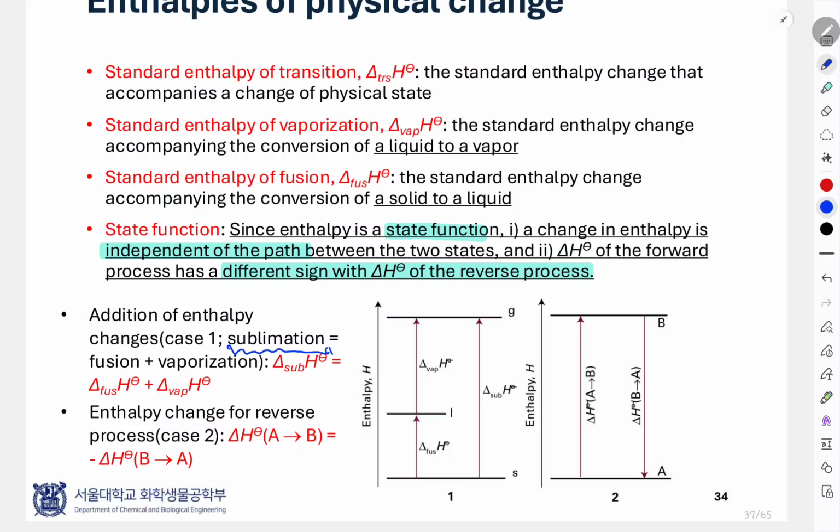Another property is that the standard enthalpy change of a forward process is the negative of its reverse. As you can see, the quantity is the same, but the direction is different, so the sign is opposite. If the forward process has a positive enthalpy change, then the reverse process will have a negative change of enthalpy.